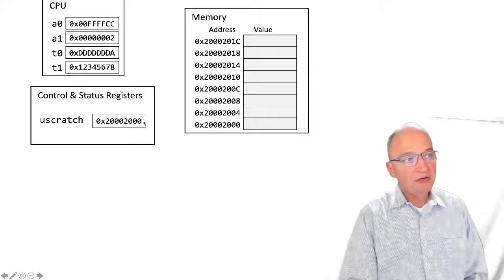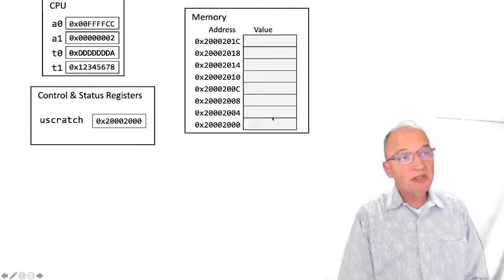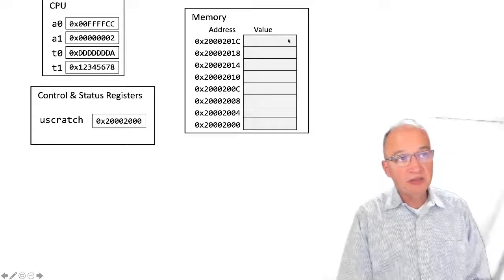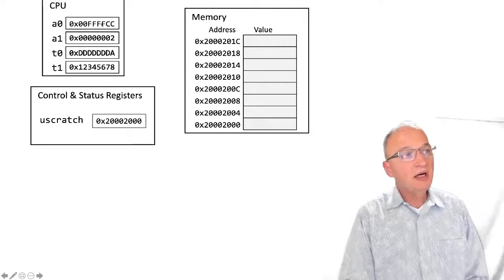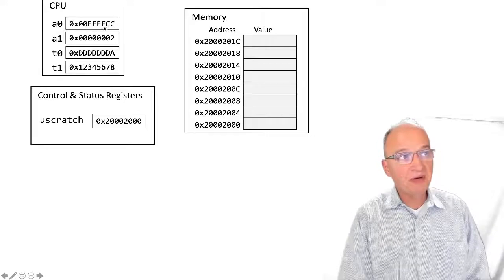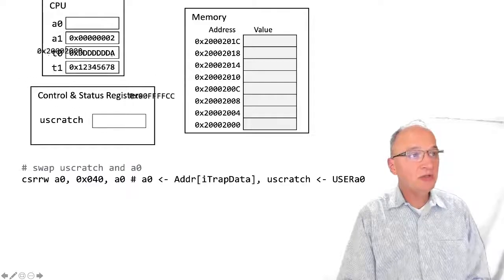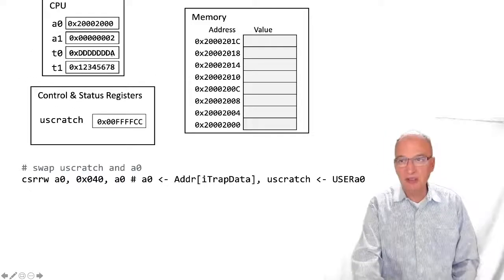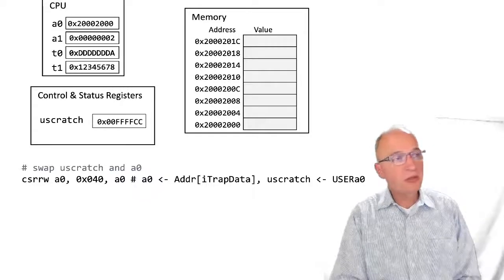I'm going to go back one slide so that you can watch what's happening in the animation. You have the value 2000 in the U-Scratch register, which means that the area of memory that has been reserved for my exception handler is this area here. And in A0, you have the value 0x00FFFFC. So let's see what happens when I execute this instruction. The two values are swapped in this way, and this happens atomically. This operation cannot be interrupted by anything.